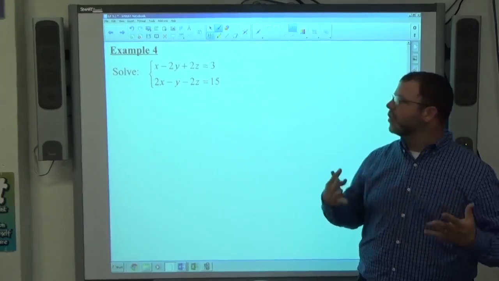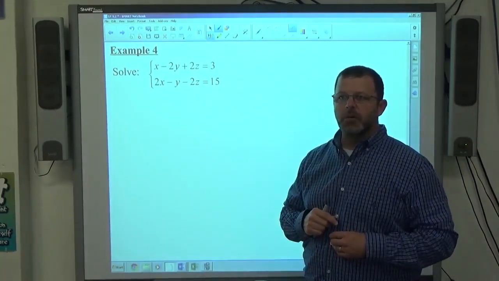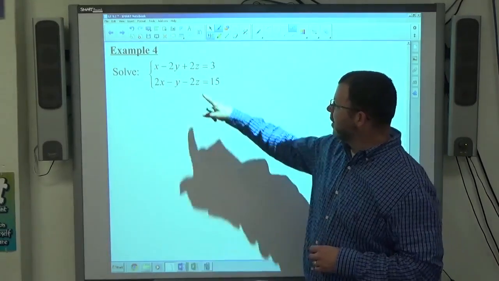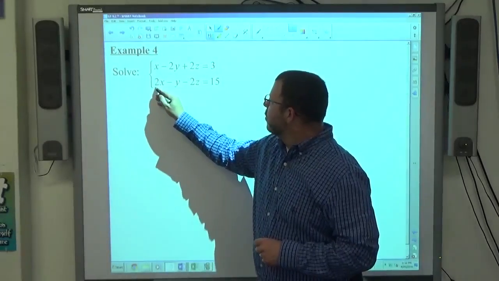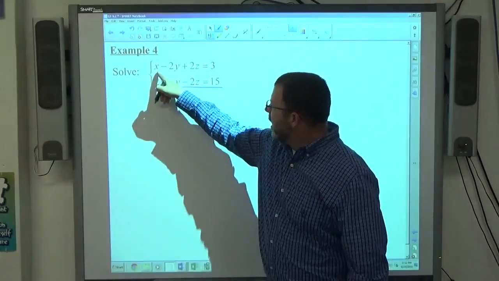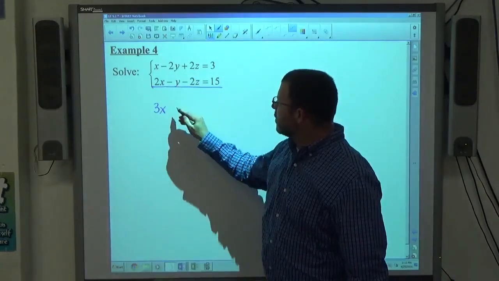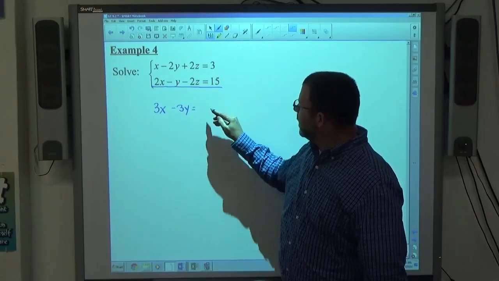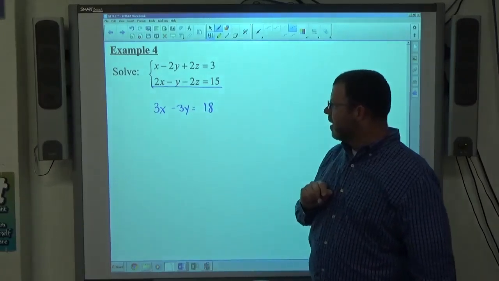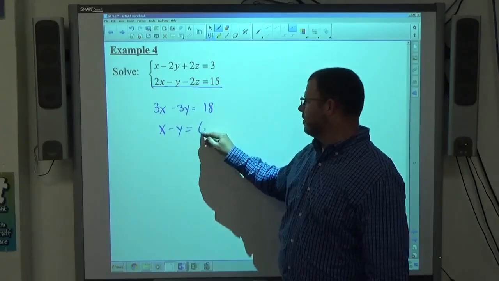So first thing we want to do here is get rid of a variable. Doesn't matter which one we get rid of. To me, Z looks really easy to get rid of since they're already opposite. So if I add the two equations together in their current state, x plus 2x makes 3x, negative 2y minus y is negative 3y, and 3 plus 15 is equal to 18. That gets me down, if I divide by 3, to x minus y is equal to 6.